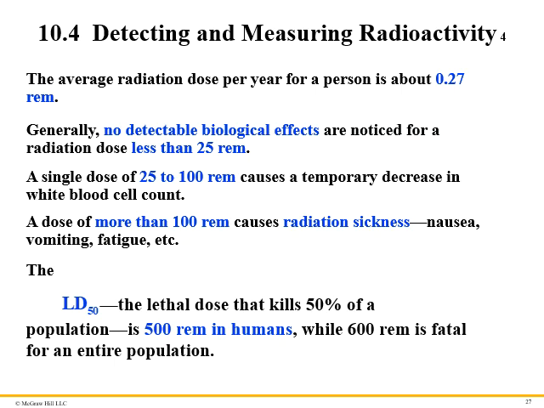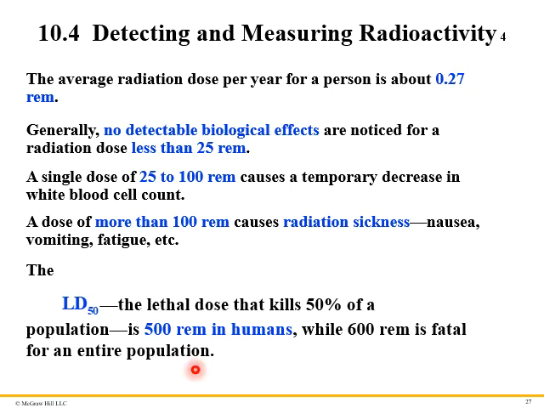The average radiation dose per year for your average person is going to be about 0.27 rem. Generally, that doesn't really do much. No detectable biological effects are noticed for a radiation dose of anything less than 25 rem. So it has to be about 100 times the average radiation for any detectable biological effects to start being observed. A single dose of 25 to 100 rem will cause a temporary decrease in white blood cell counts. If you go above that 100 rem, then you start getting radiation sickness, which is nausea, vomiting, fatigue, and all the other symptoms that accompany radiation sickness.